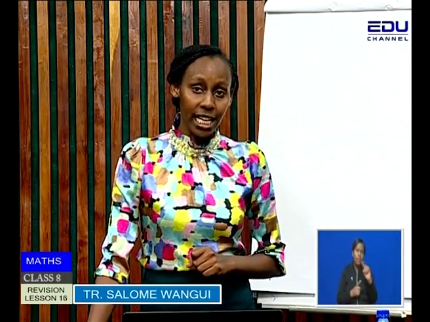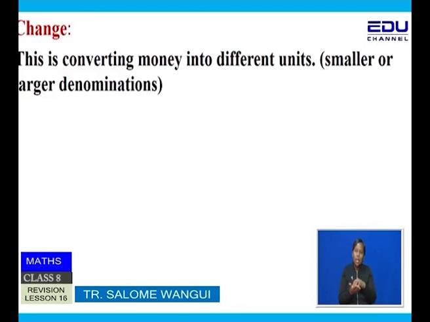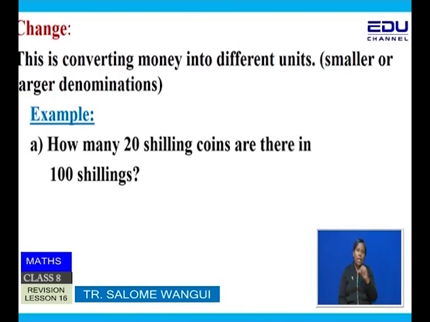The first one is change. What is change? To change is to convert money into different units, that is, smaller or larger denominations. For example, question 1: How many 20 shilling coins are there in 100 shillings?